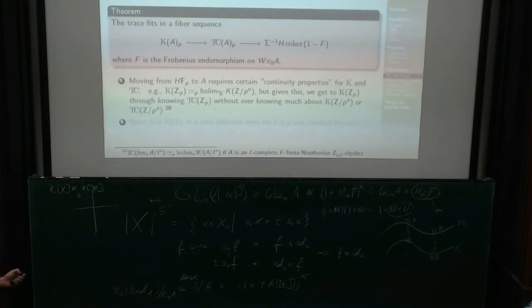So I guess, okay, TC has a quite good continuity property. I should end at this slide, by the way, in the sense that TC of the inverse limit of an I-adically complete finite Noetherian ZP algebra, well, then the limit just passes on the outside. And Geisser and Hesselholt used that kind of result at certain stages in order to deduce continuity for K-theory itself from continuity of TC.